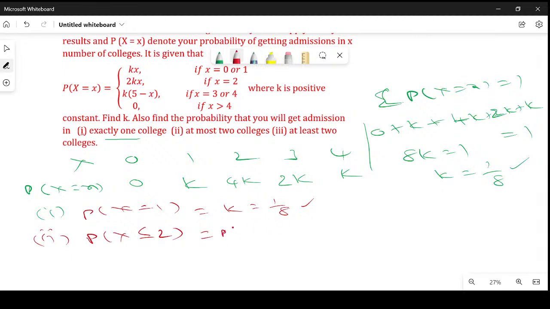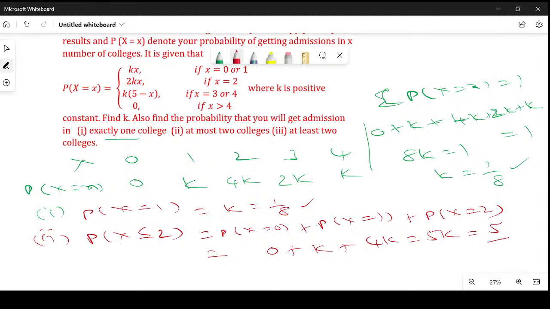I can write P of x equal to 0, plus P of x equal to 1, plus P of x equal to 2. P of x equal to 0 will be 0, P of x equal to 1 is k, and P of x equal to 2 is 4k. Total we have 5k, but we know k is 1 by 8. Your answer is 5 by 8. That will be the answer, 5 by 8, 5k.